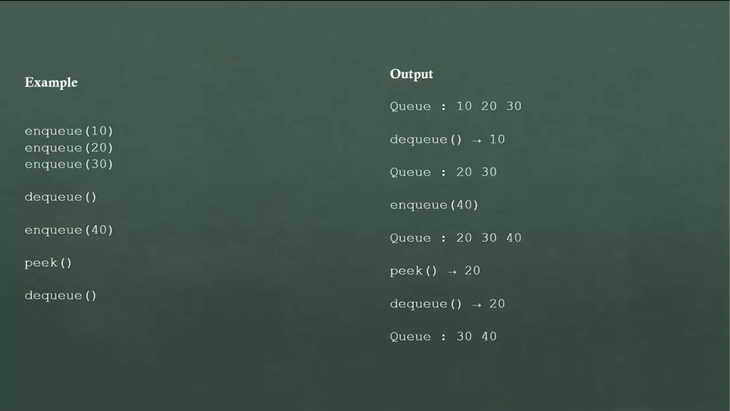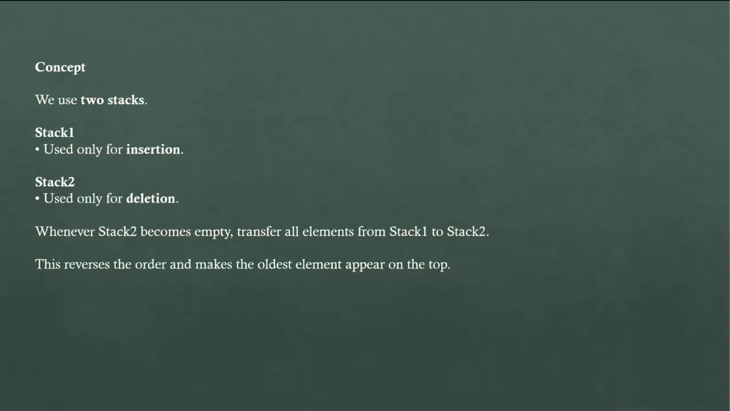Look at the example. Enqueue of 10, 20, 30 makes the queue with elements 10, 20, and 30. A dequeue now removes 10. Again, an enqueue of 40 makes the queue 20, 30, 40. A peek returns 20, the front element of the queue. Again, there is a dequeue which removes 20, the front element. So now the queue becomes 30, 40. Fine. Let us move to the core concept.